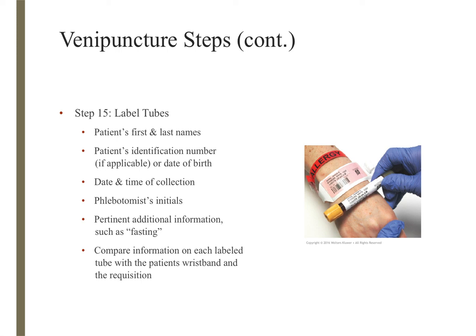Labeling our tubes. We have to make sure the patient's first and last name is on there, their date of birth, the date and time of collection. This is what you put on the tube. Date and time of collection, your initials. I only put "non-fasting" if they were non-fasting. I do not put anything if they were fasting. And then you're going to make sure you compare each labeled tube with the patient's wristband and requisition.